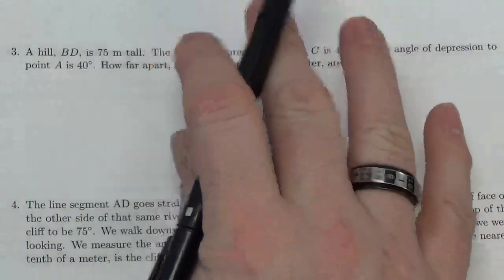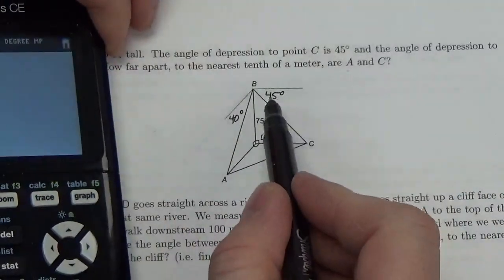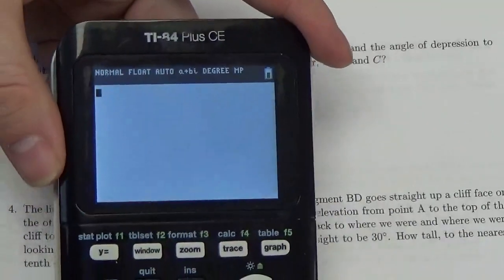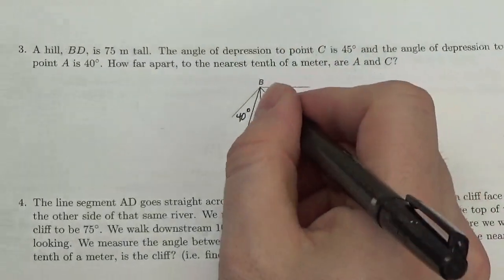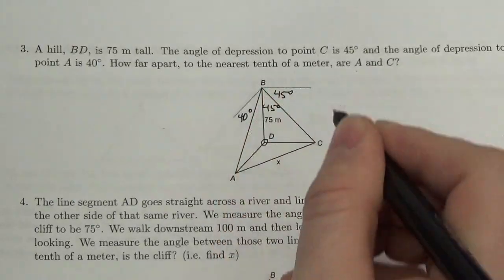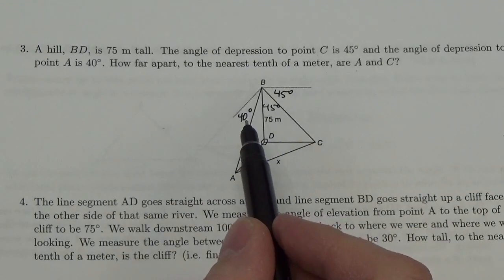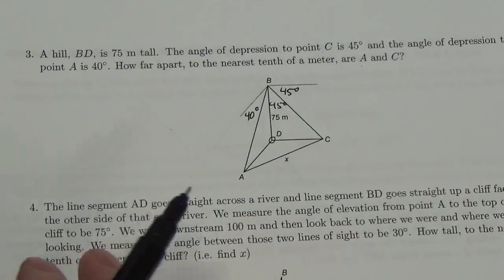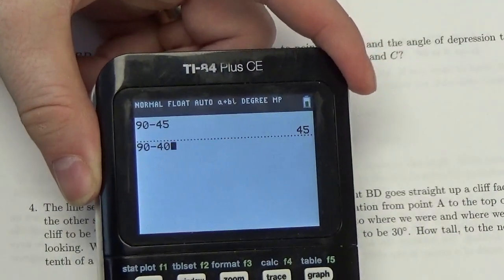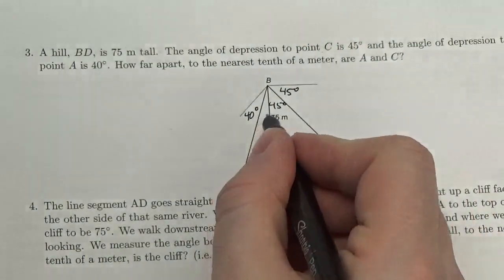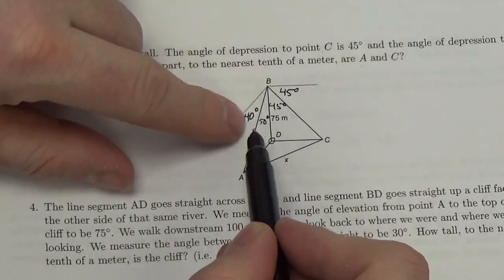So half of that is this 90 degrees. I know that these two angles here have to add up to 90. So 90 minus 45 means that this angle inside here is also 45 degrees. Same thing inside this triangle right here. I know that if this is 40, all I have to do is go 90 minus that 40, and that tells me that this angle inside right here has got to be 50 degrees. So this angle is 45, this angle is 50.